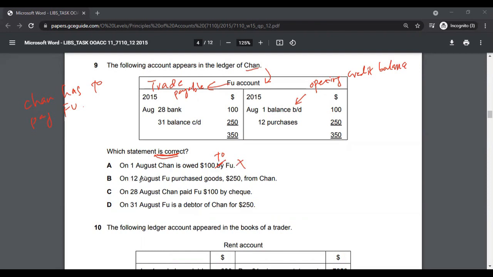Option B: on 12th August, Fu purchased goods $250 from Chan. Fu did not purchase the goods. Fu sold goods. So this statement is incorrect as well. Option C: on 28th August, Chan paid Fu $100 by check. If you see 28th August, bank $100, yes, this is true. So the answer to multiple choice 9 is option C.